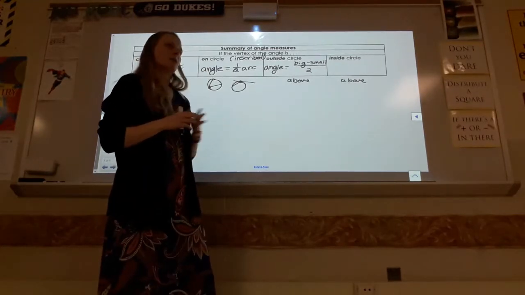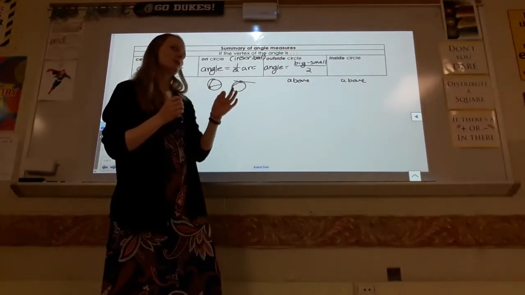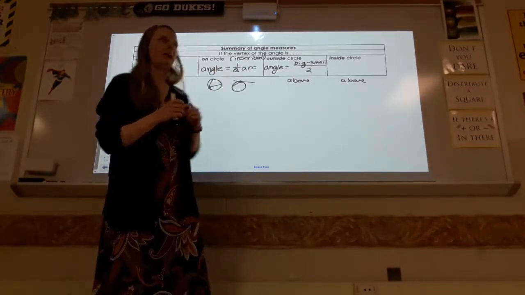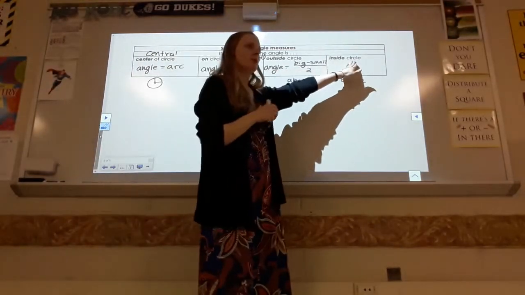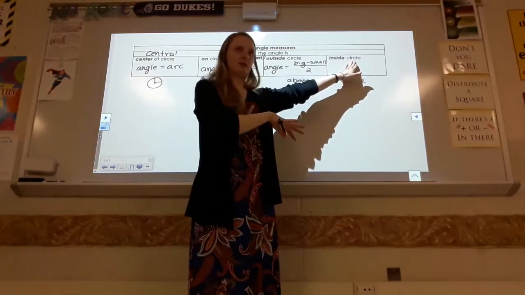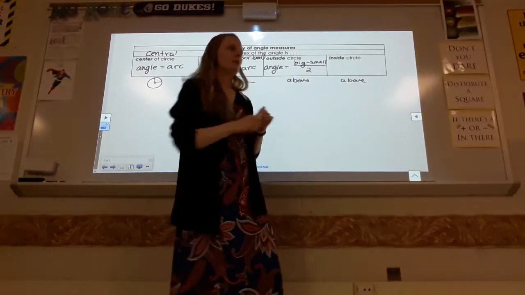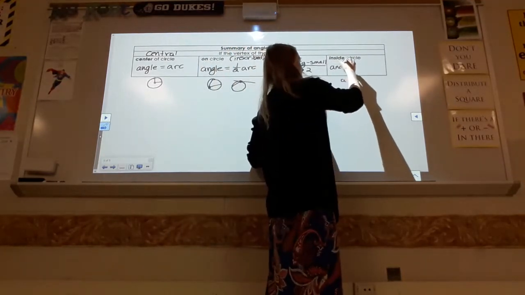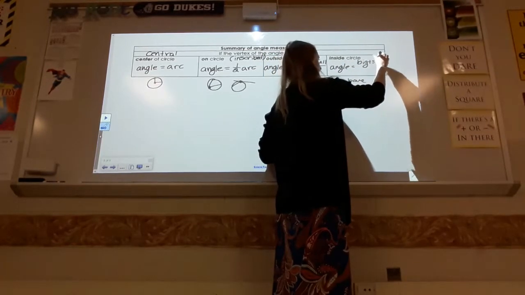And then our last one, our fourth type of situation here is when the vertex is inside the circle but not the center. I know technically this is still inside the circle, but when I say inside the circle, I'm referring to any other situation besides being at the center. So what would happen for that one? Angle equals big plus small divided by 2.